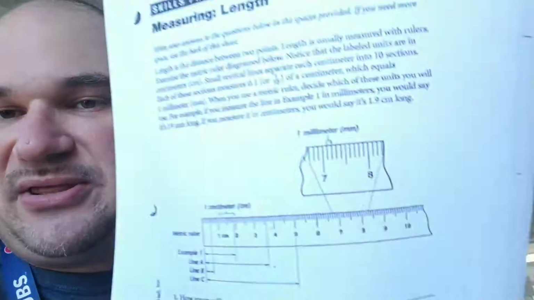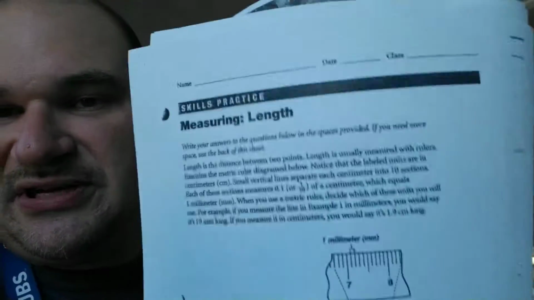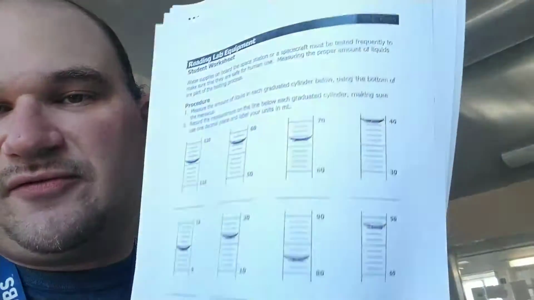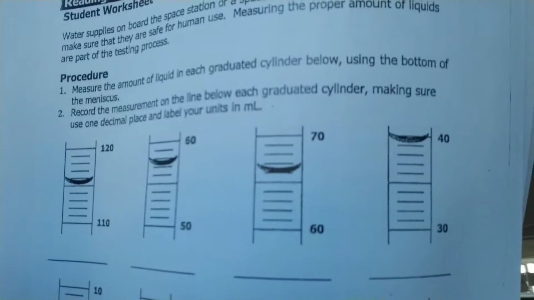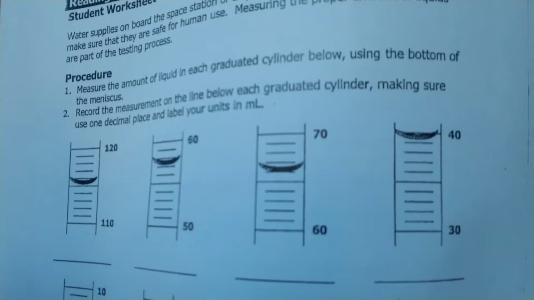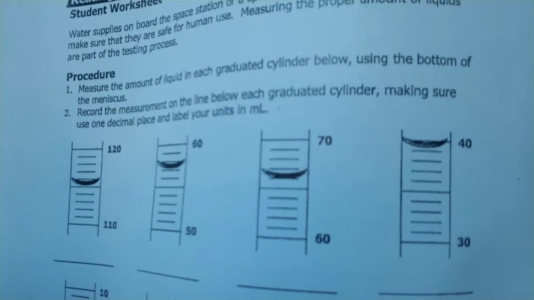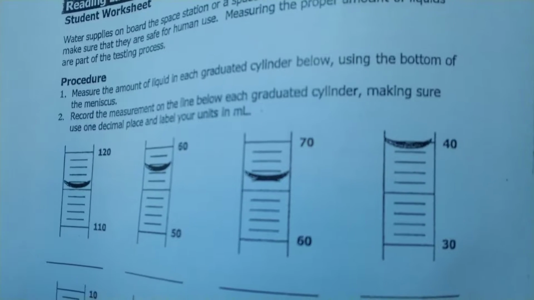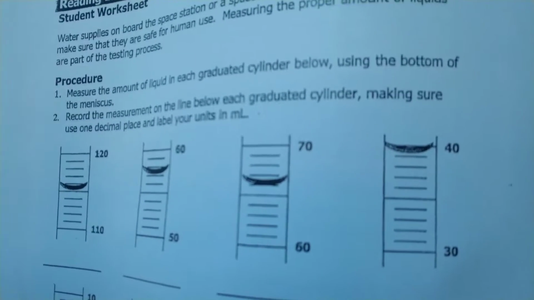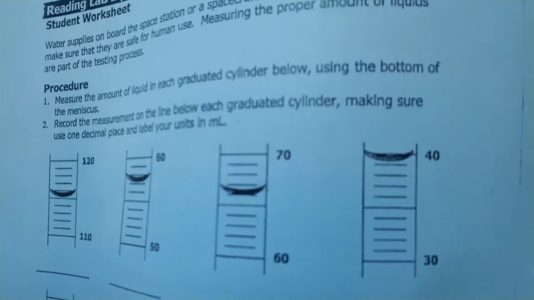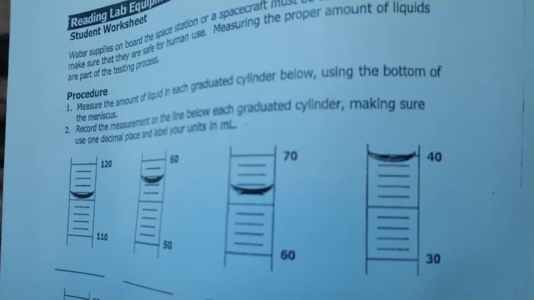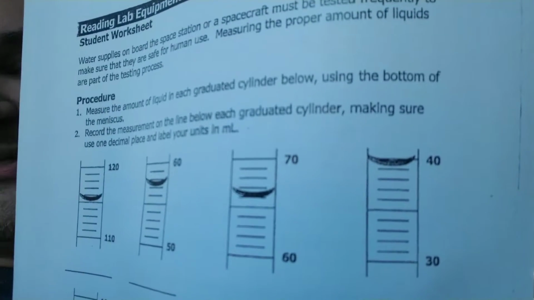Last couple parts here. Measuring length, just kind of following the directions on here, pretty straightforward type of thing. And then for these, we measure from the bottom of the meniscus. That's what that little curvy line on top of the graduated cylinder is called, the meniscus. Just like that tendon in your knee. It's called that because it has that same curve to it. So we measure from the bottom.